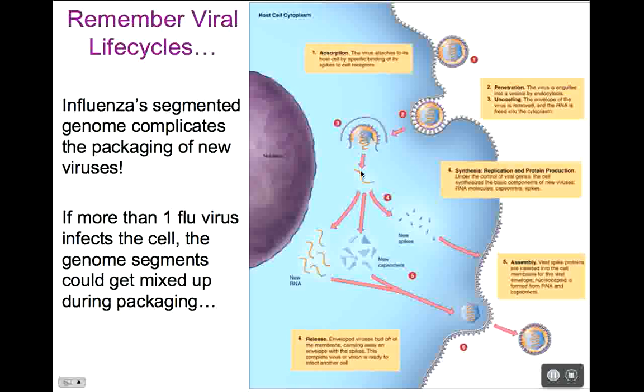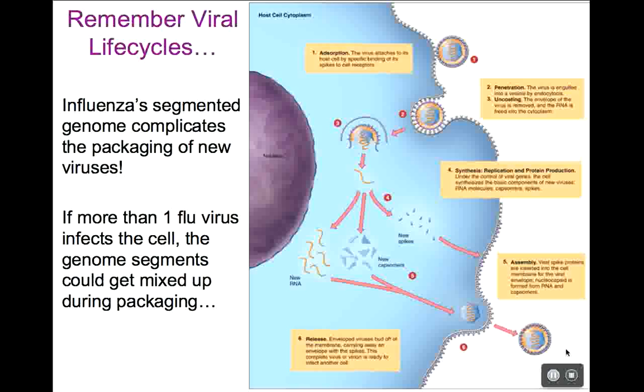The genome is then duplicated. The viral proteins are synthesized. All of that's using host cell enzymes. New viruses are assembled. And then the viruses bud from the host cell to get their envelope. That's the basic cycle for replication of influenza. Well, for any virus, actually. That's the basic replication cycle for any virus. But for influenza, things are a little bit more complex.